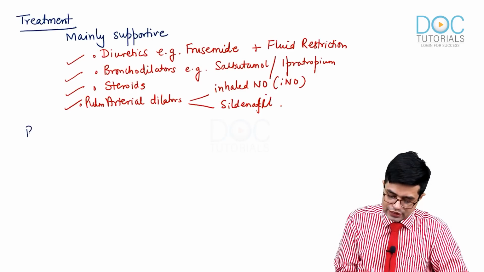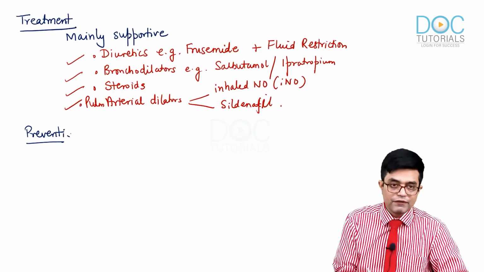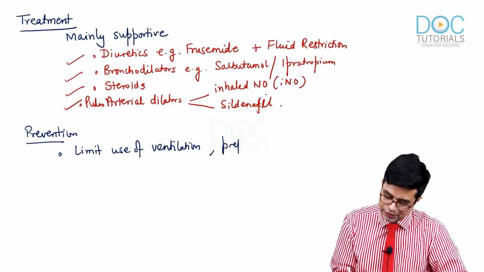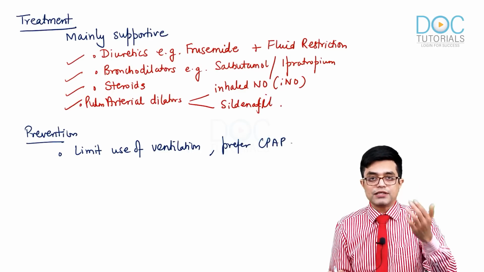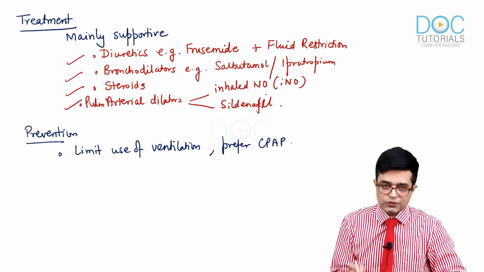Can you prevent HMD? Yes. Can you prevent BPD? Yes, it can be prevented. So prevention requires, first of all, limiting the use of ventilation only to when it is needed and preferring CPAP. CPAP does not cause BPD. IPPV, SIMV, HFOV, they all cause damage. So you prefer CPAP wherever it is possible.